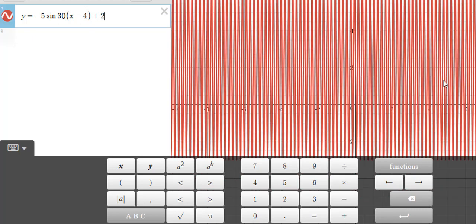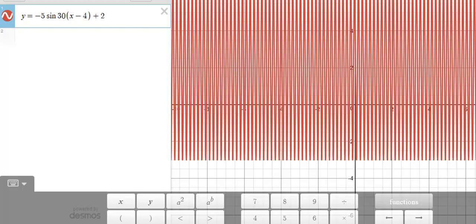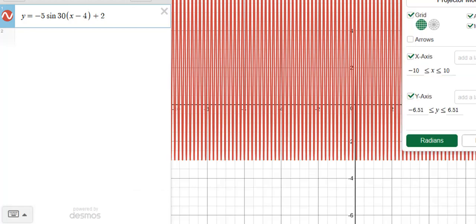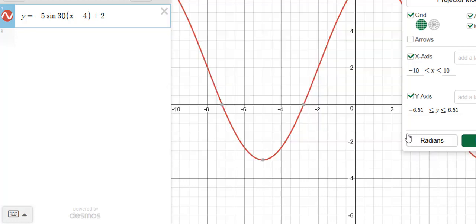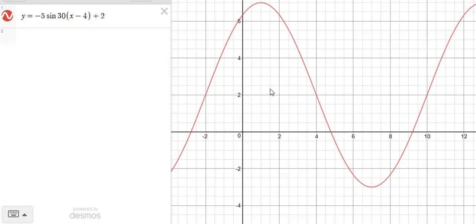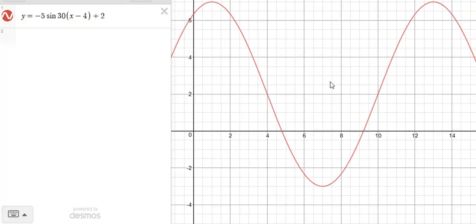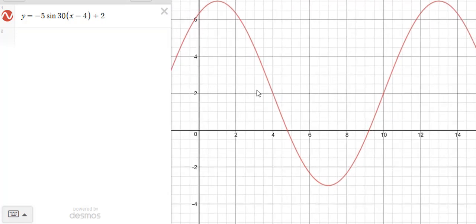It looks crazy on here right now. That's because we need to set Desmos up. So what you do with Desmos, the free online graphing calculator, hit the wrench sign that says graph settings when you hover over it, and change it into degrees. Things will immediately start looking better. And you start to see the graph that we have here.